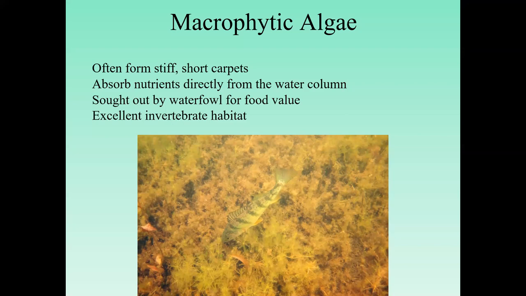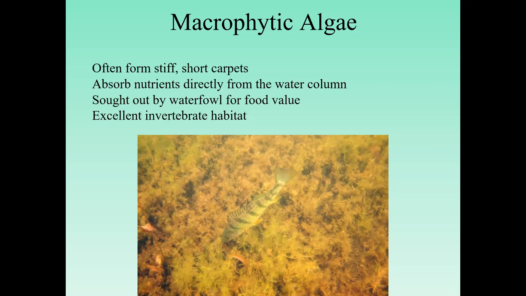So if this is 2 or 3 or 4 feet tall, it is absorbing nutrients from the water column, dissolved phosphorus and other dissolved nutrients right through that entire plant. And they're very effective at removing those nutrients and making them unavailable to things like planktonic algae or filamentous algae, blue-green algae, other things that are less desirable.